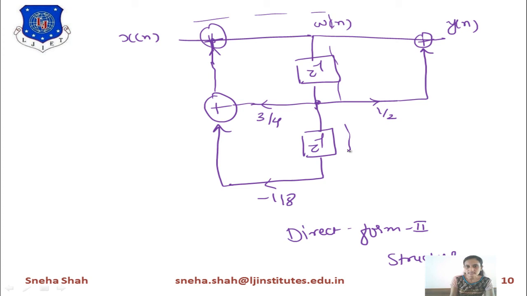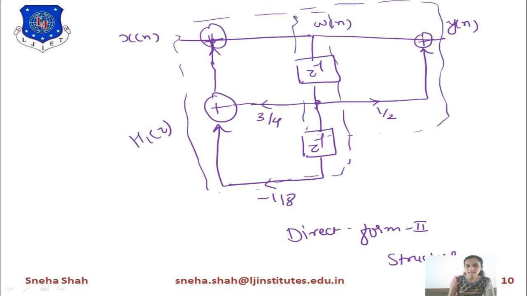In this, this part is considered as H1 of z, which is the denominator, and this part is considered as H2 of z, which is the numerator part. So if we take the denominator part first and the numerator at last, then it gives you the direct form 2 structure. In this, the number of memory locations can be reduced by merging this delay unit. So this is the more advantageous form.